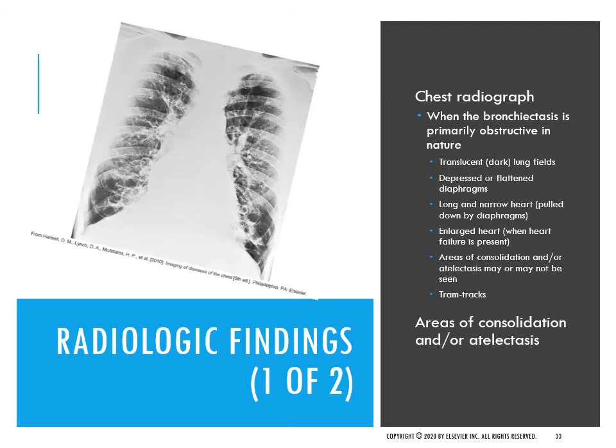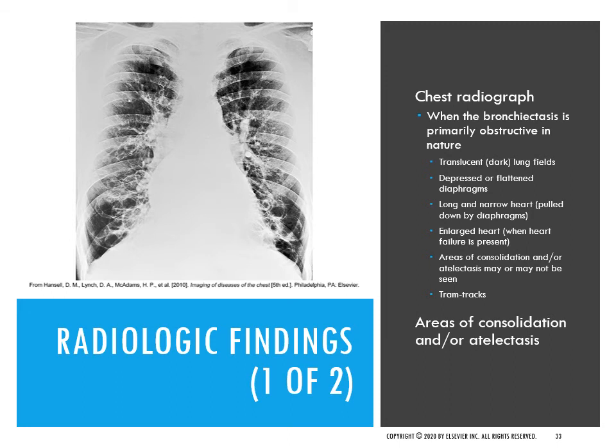Radiographic findings. A chest radiograph, when bronchiectasis is primarily obstructive in nature, will show translucent or dark lung fields, depressed and flattened diaphragms, a long and narrow heart pulled down by the diaphragm. It may show an enlarged heart when heart failure is present, and areas of consolidation or atelectasis may or may not be seen. There may be tram tracks also present, as shown in this X-ray.